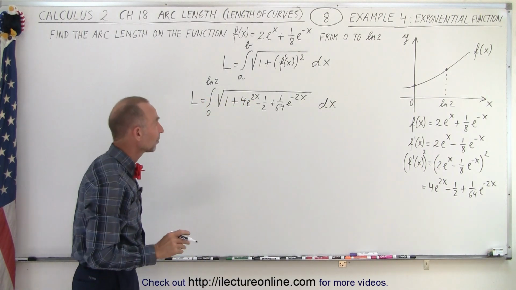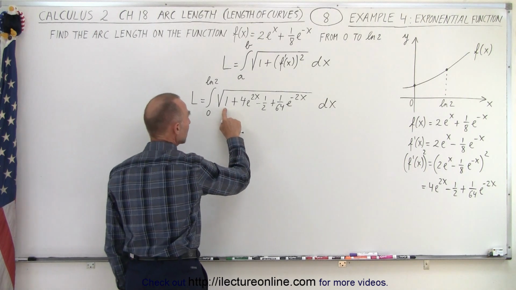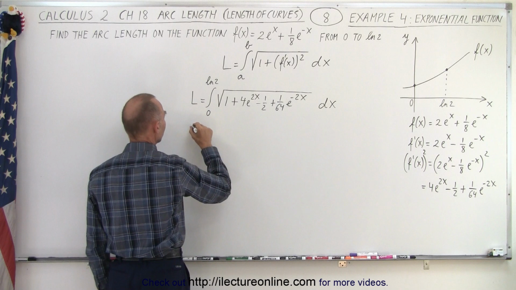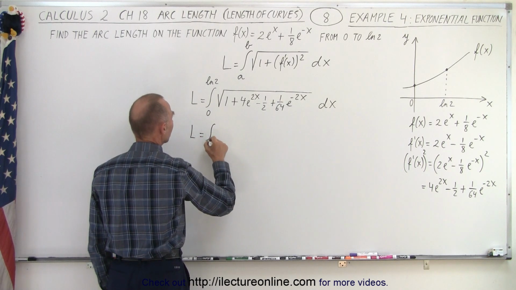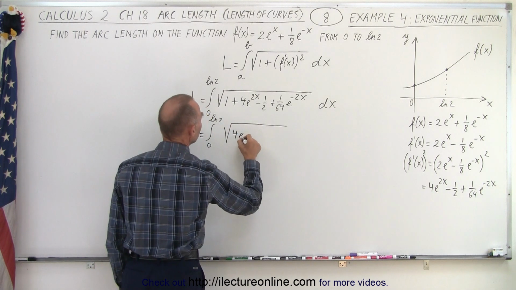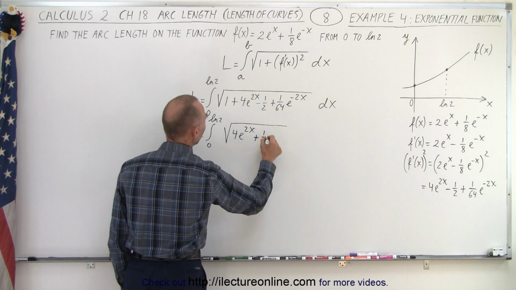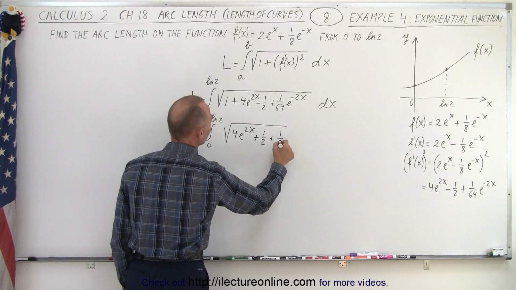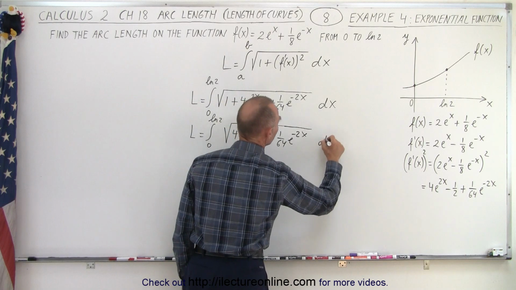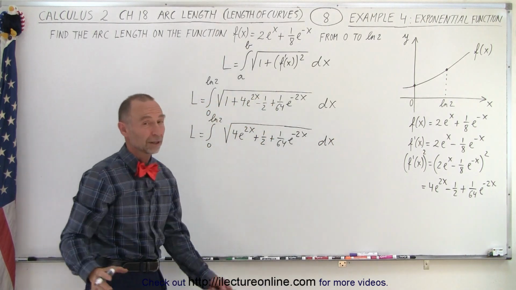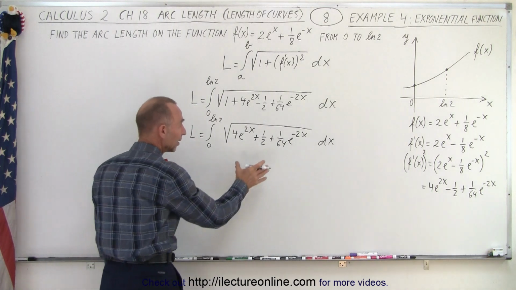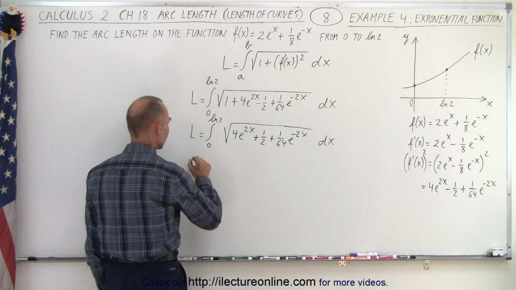Now notice what happens here. We have a plus 1 here and a minus 1/2. When I combine the two, this turns into the following. L is equal to the integral from 0 to the natural log of 2 of the square root of 4e to the 2x plus 1/2 plus 1/64 e to the minus 2x times dx. Now normally you would look at this and say, how can I possibly integrate that? But it turns out that this is a perfect square.